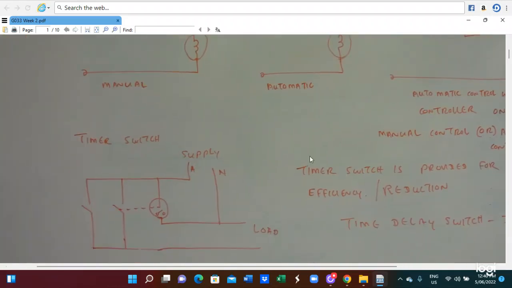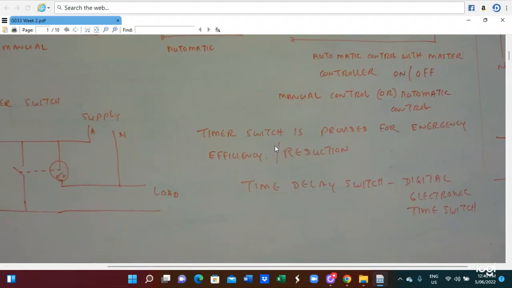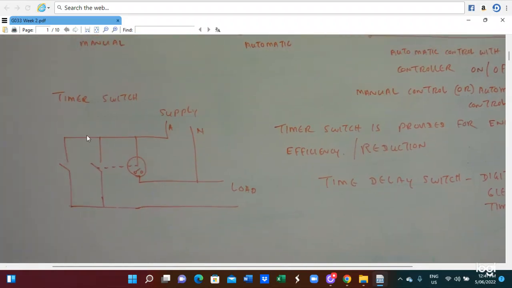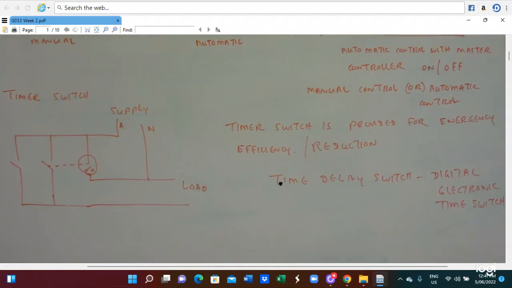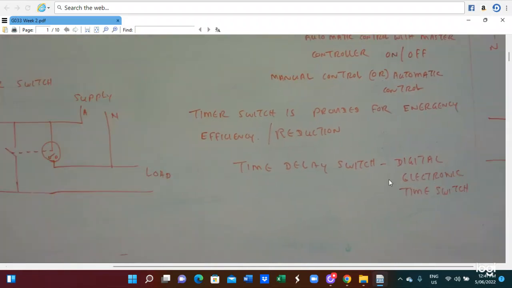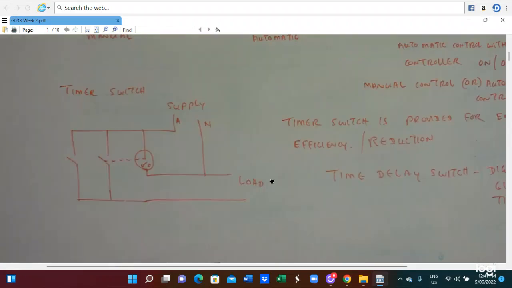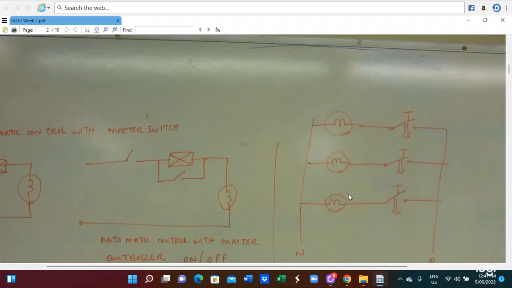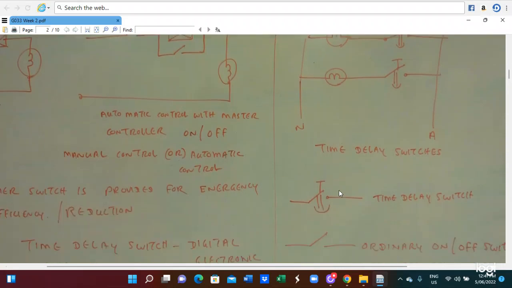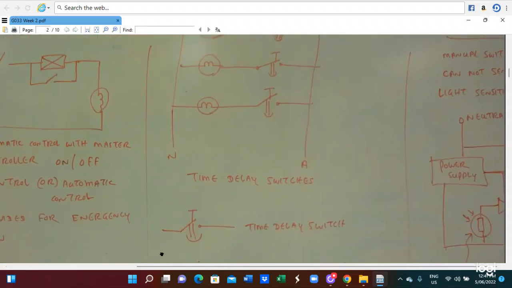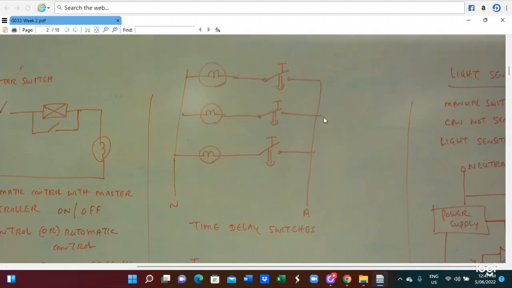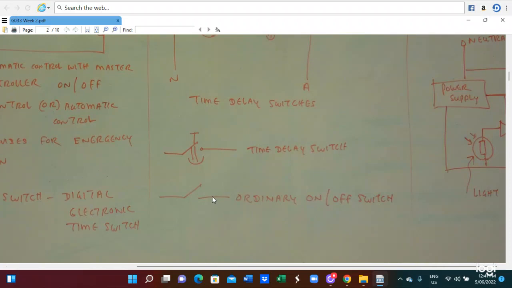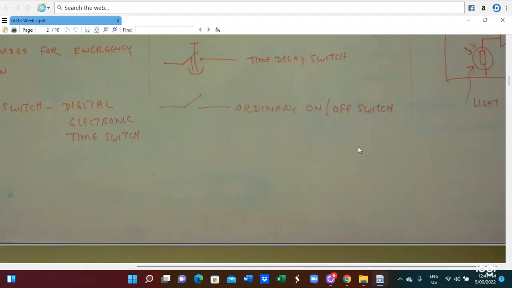Timer switches are provided for energy reduction. This is the timer switch. This timer switch is provided for energy efficiency and reduction. The digital electronic tidal switch is also included. This is the timer switch connection. Here there's a tidal switch connection like this. Tidal switches are connected to this switch. This is the tidal switch. And the ordinary on-off switch: this is the primary switch, this is the ordinary on-off switch.